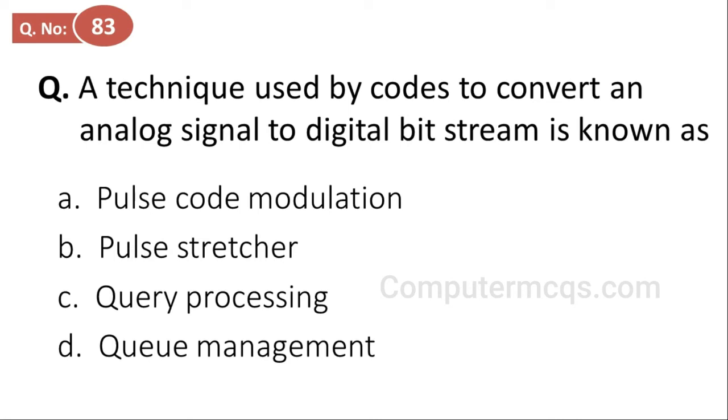A technique used by codes to convert an analog signal to digital bit stream is known as. Options are pulse code modulation, pulse tracer, query processing, queue management, and the correct answer is option A, pulse code modulation.